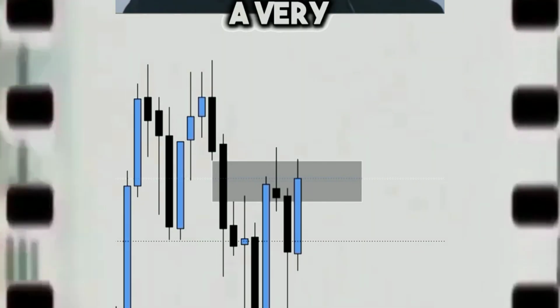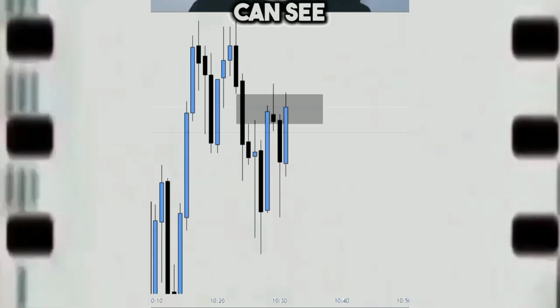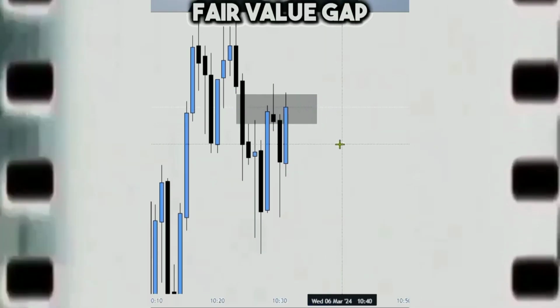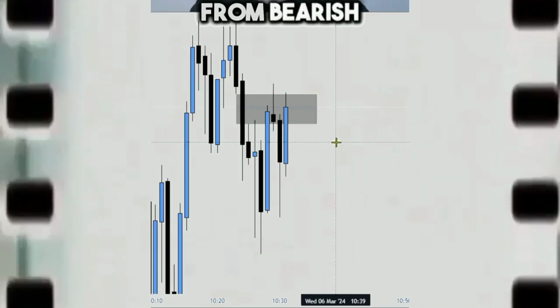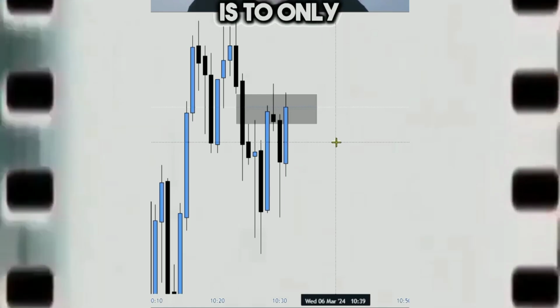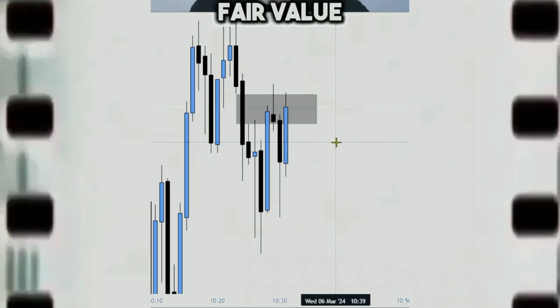Fair value gaps and liquidity are literally the only two concepts that you need to become a very profitable trader. As you can see, we are currently inside this bearish fair value gap. Now, most ICT traders are only used to shorting from bearish fair value gaps, but what I do differently and what I teach differently is to only long from bearish fair value gaps.